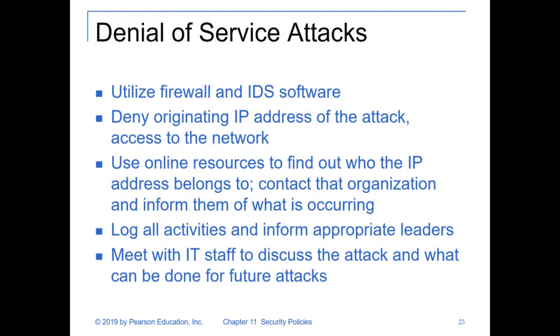We have discussed denial of service attacks in earlier chapters and the steps that can be taken to prevent them. Keep in mind, once again, utilize firewalls and IDS software as a way to prevent a denial of service attack. Deny originating IP addresses of the attack access to the network. You can use online resources to find out where the IP address belongs to. You can contact that organization if it's a legit organization, and inform them what's happening.